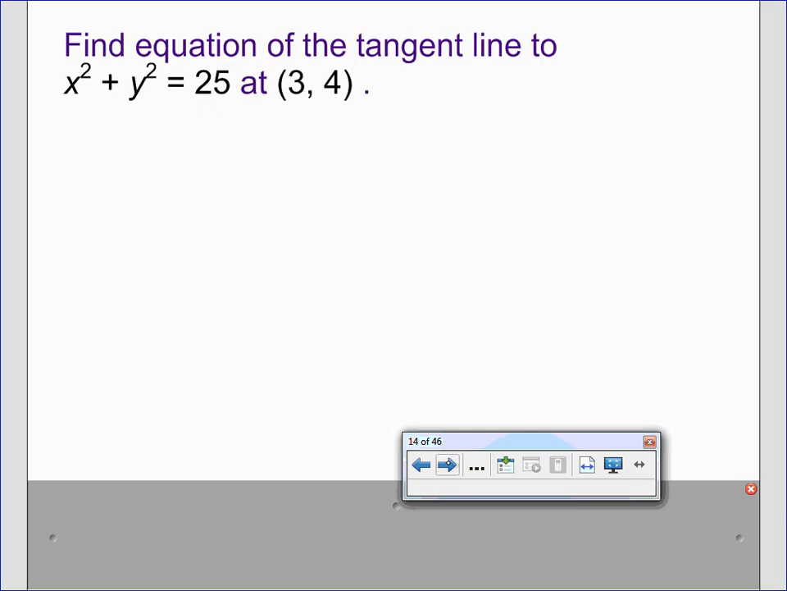All right, we may have time to revisit that. Let's find an equation of the tangent line to x squared plus y squared equals 25 at the point 3, comma 4. So now with your partner, I want you to try this one on your own. Let's go ahead and generate an equation of the tangent line. Go ahead and talk about it with your partner, and then be ready to share.